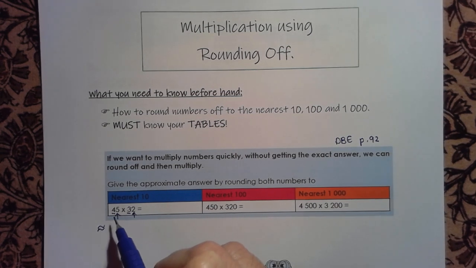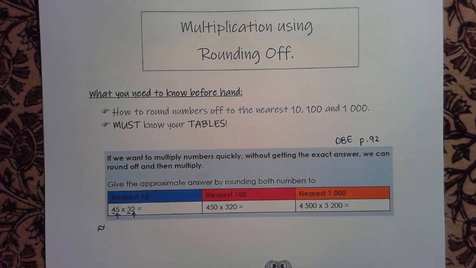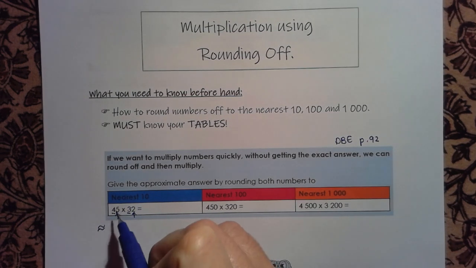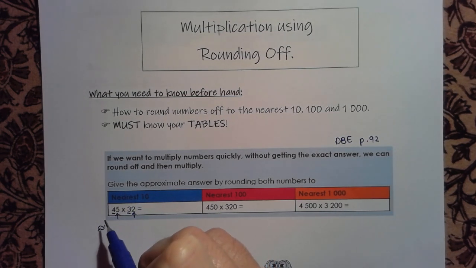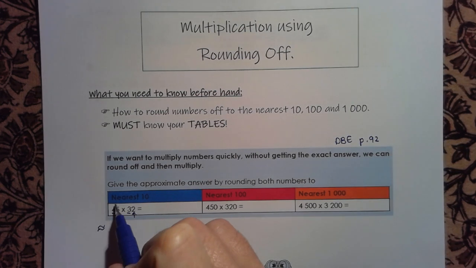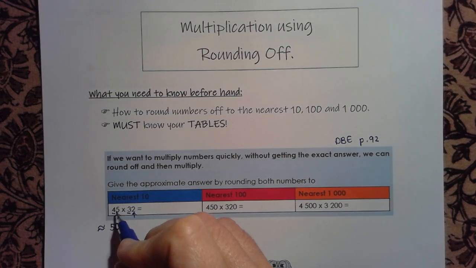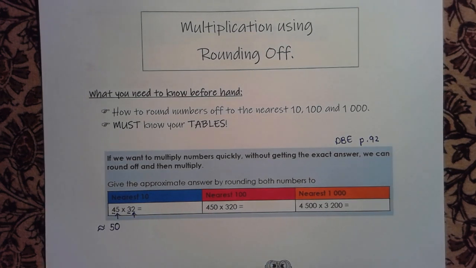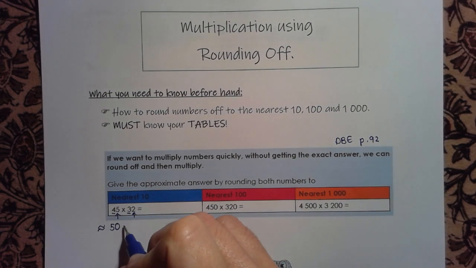So when we round off to the nearest 10, if the unit digit is a 5, 6, 7, 8 or 9, that means that the number is going to round up to the next 10. And if the number is 4, 3, 2 or 1, then it will stay the same. So if we round 45 off to the nearest 10, your answer will be 50, because the 5 will make the 40 become the next 10.